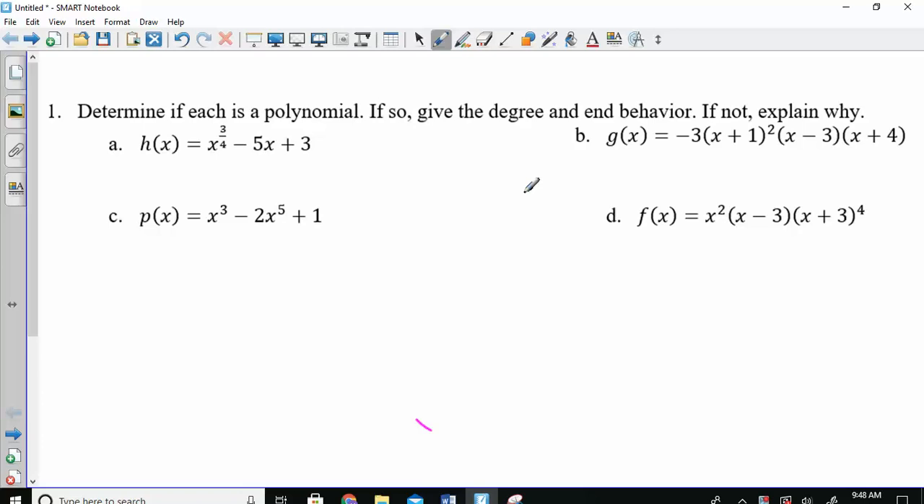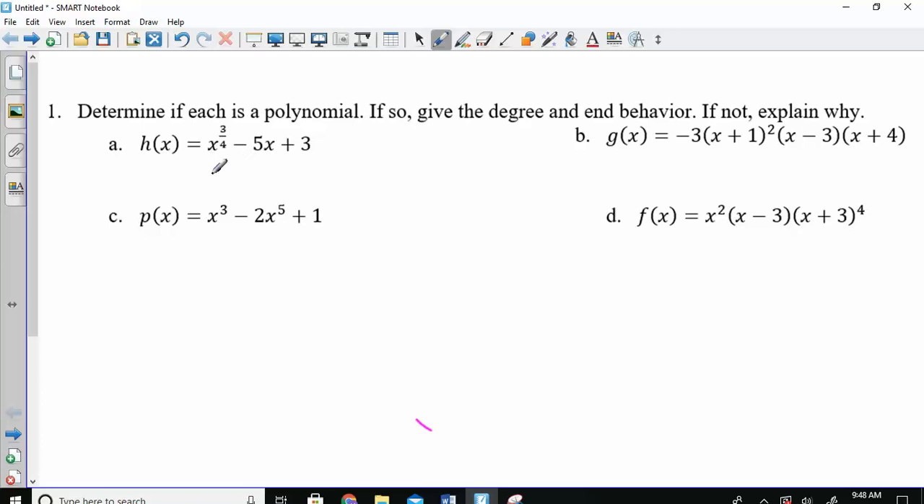So how do we know if things are a polynomial? Terms, we have multiple terms. What kind of exponents do they have to have? They have to be positive. Can they have whole numbers? So we can't have fraction exponents. We can't have negative exponents. We can't have a variable under a radical or a variable on the bottom of a fraction.